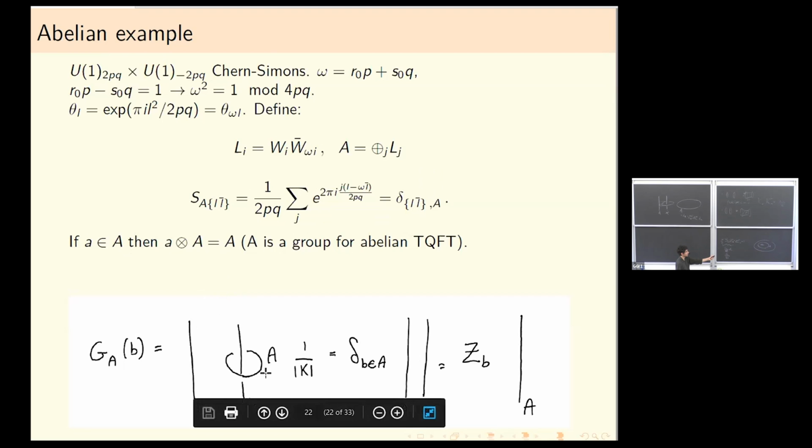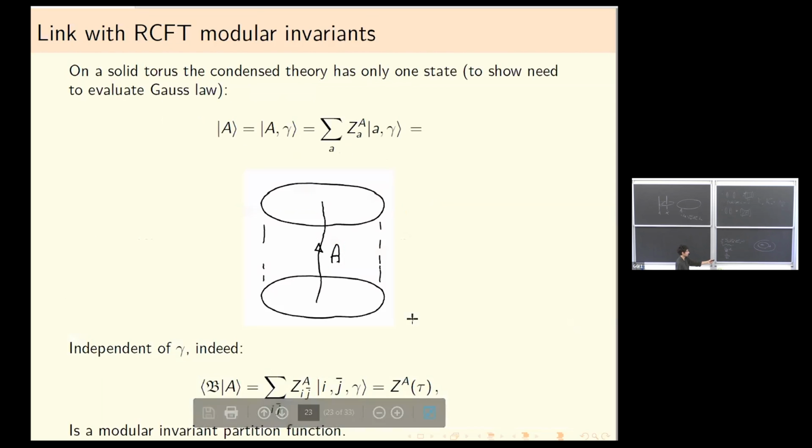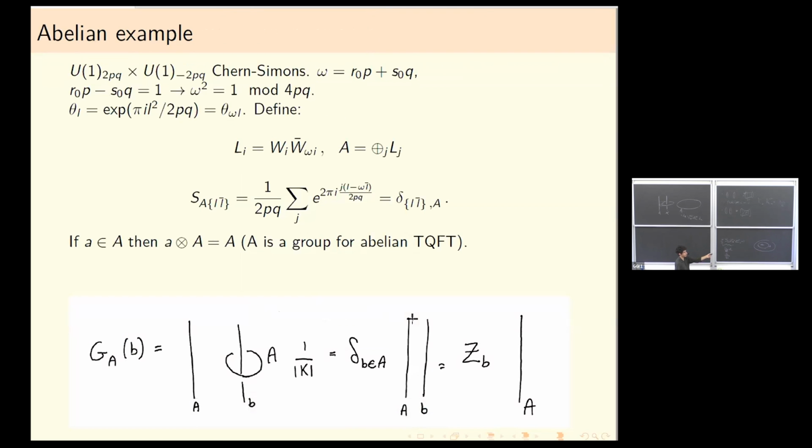Here you use the S matrix. You use this formula, and then, okay, when this goes away, you fuse and you get back the A. So the Gauss law here just tells you that all the lines that belong to A become A, and the rest gets dropped out. So it's kind of simple.